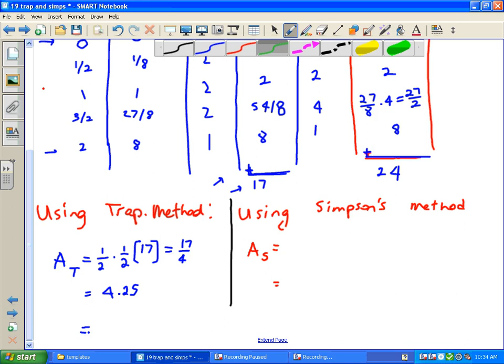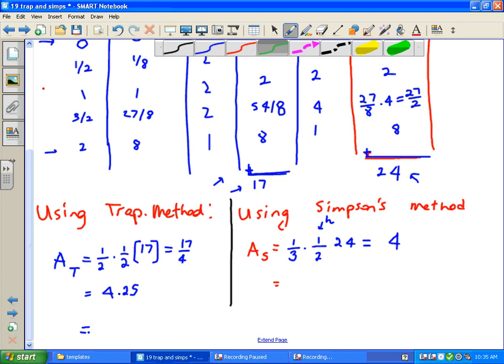And what about the other one, Simpson's method? Let's also do that one. That one, the formula says that you need to have 1/3 times h. 1/3 times h. H is 1/2, right? This is our h value. And then the sum, which is 24. Wow, what are we getting here? 24, which is 12. 12 over 3 is exactly 4.